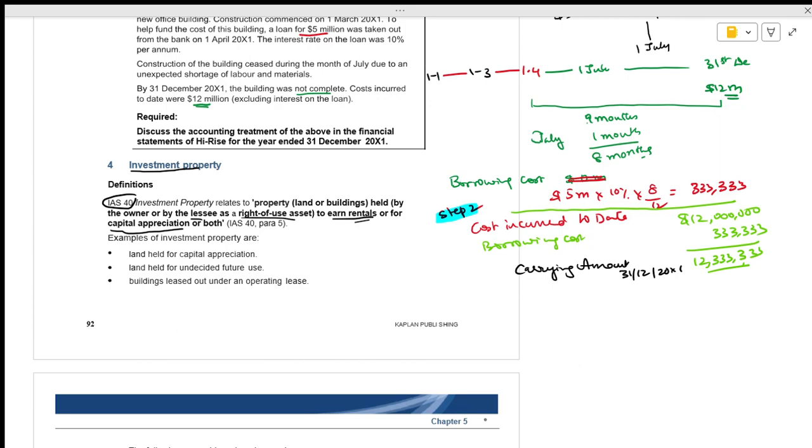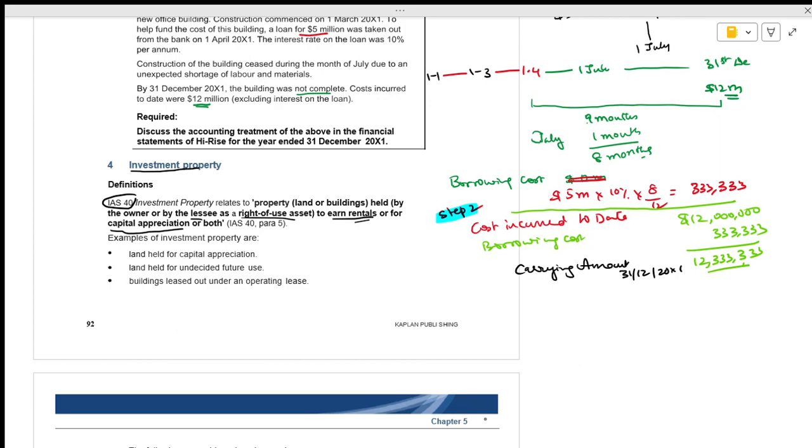Investment property is when you have buildings. When you have the building, you will get rental income from it, and automatically the value of the land will increase, and because of that the value of the building will also increase. You have to account for land and building separately, but we are not talking about it in that much detail.